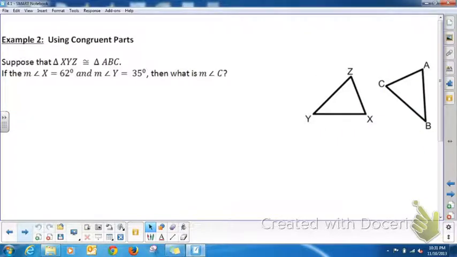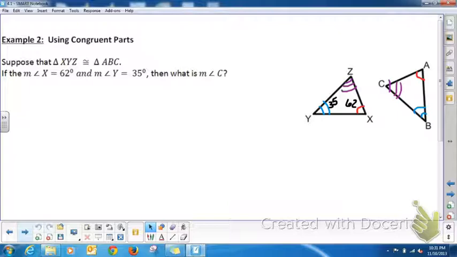Example 2, using corresponding parts. Suppose the triangle XYZ is congruent to triangle ABC. If the measure of angle X is 62 degrees and the measure of angle Y is 35 degrees, then what's the measure of angle C? Well, first label your picture with all of these things. So we know that angle X, which is 62 degrees, corresponds to angle A. Angle Y, which is 35 degrees, corresponds to angle B. Angle Z corresponds to angle C.